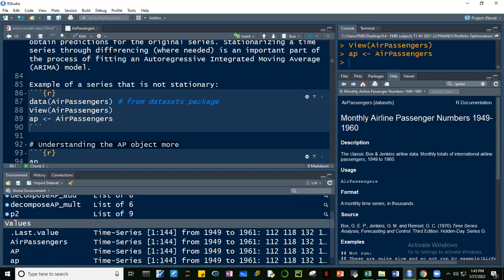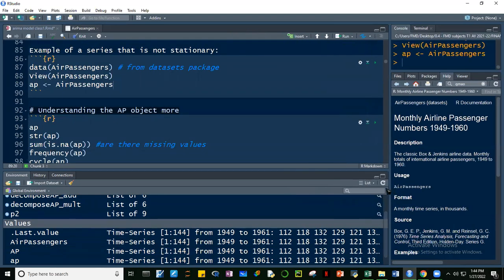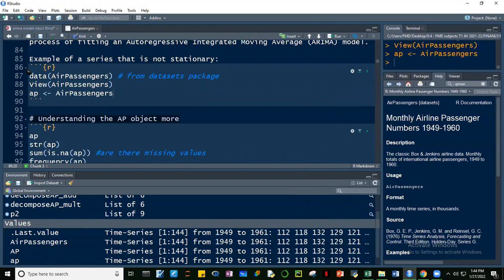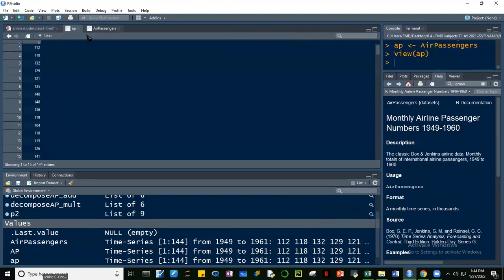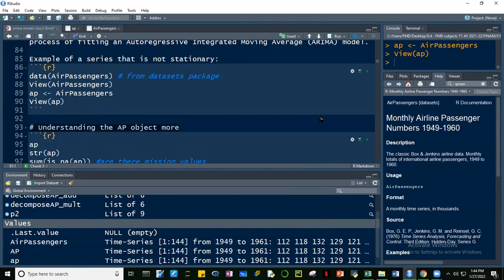If you click that, okay, ba't ayaw? Pinatakbo ko na. Oh, pinatakbo ko na. Okay. Anyway, si AP guys, air passengers din yan, no? Sige na nga, i-view na nga natin para view AP. Sigurado lang. Pero yun na rin yan. Yan, si AP. Same as air passengers. Rename lang naman natin si air passengers.